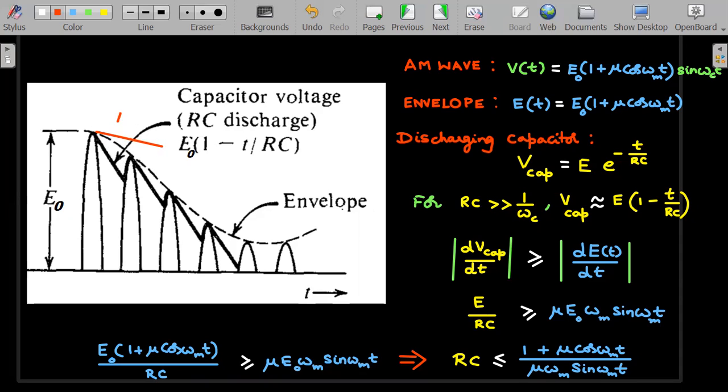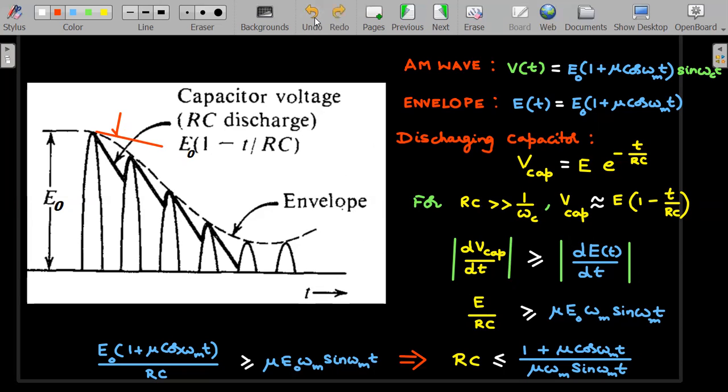Because if it is too small a slope like this, then it will miss the envelope. So out of the two, the envelope and this function, whose slope should be larger? The slope of the capacitor discharge function. Okay, so slope is given by dv_cap by dt, modulus, because it's a negative slope, should be greater than or equal to d by dt of the envelope. The envelope is this one. That is the condition. Okay, right?